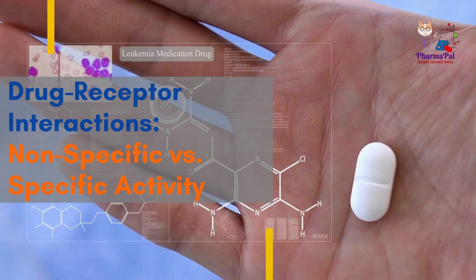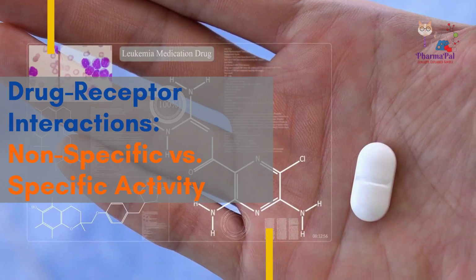Next, let's discuss drug-receptor interactions. So, let's kick things off by understanding what a drug-receptor interaction actually is. In simple terms, a receptor is a specific site in our body, usually a protein, where drugs bind to exert their effects. Think of receptors as the locks and drugs as the keys. When the right key fits into the lock, it opens the door to a biological response.